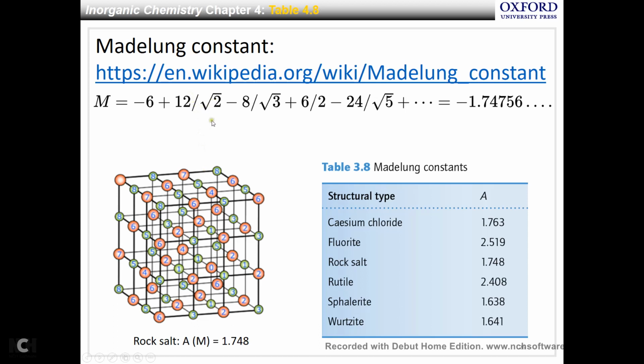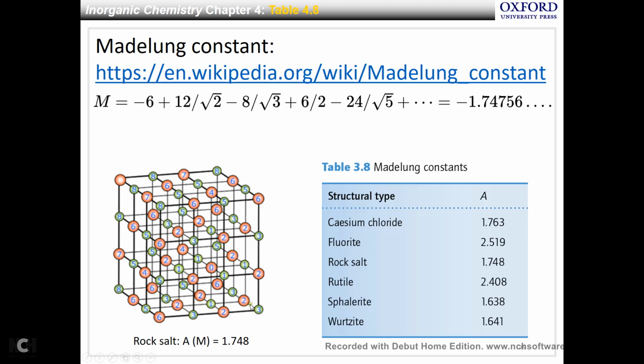Why is that? Well, it's very simple. If the distance between 0 and 1 is d, then the distance between 0 and 2 is the square root of 2d. So this square root of 2 takes the longer distance into account. And then minus 8 over square root of 3. When you see minus, that means, well, we're looking for counter ions. So let's look for type 3. So this type 0 is surrounded by 8 type 3 ions with opposite charges.